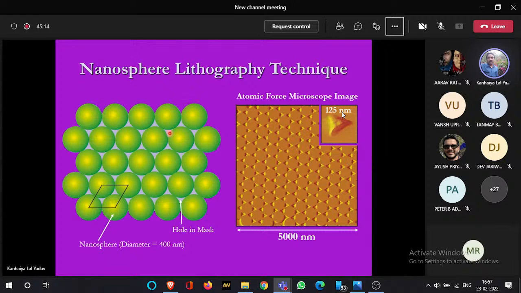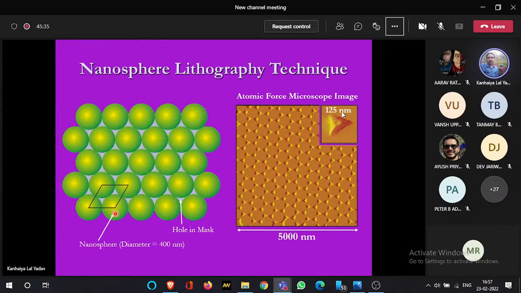So this is what I was talking about: the balls, and these are the spaces in between them. If you just spray something from the top, it will settle on the bottom substrate, and that is the structure you get. This is given to be 125 nanometers. And these balls are of 400 nanometer diameter.